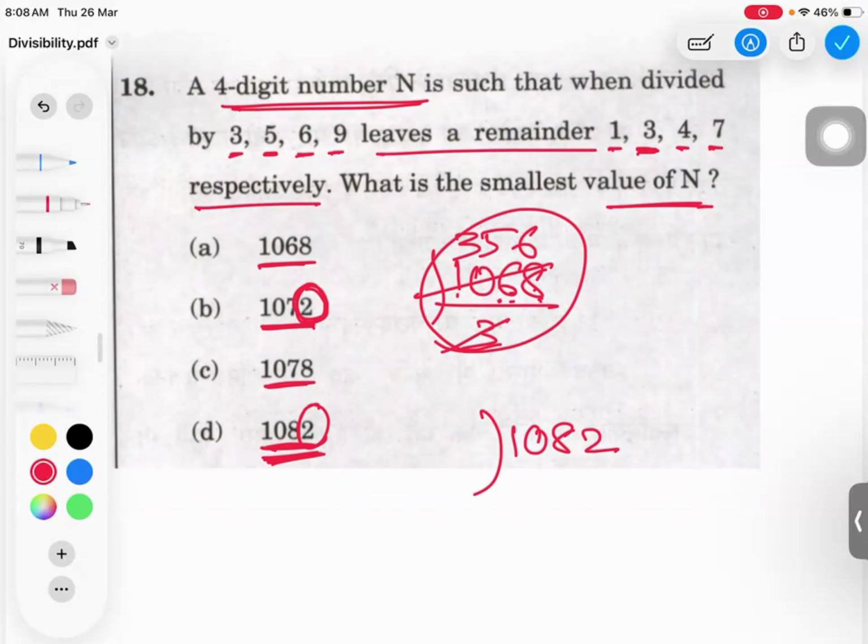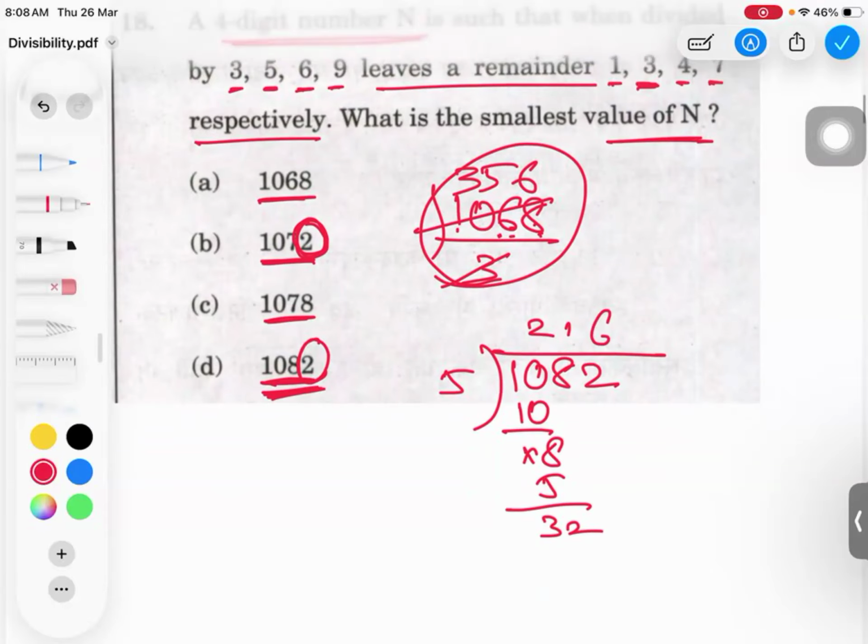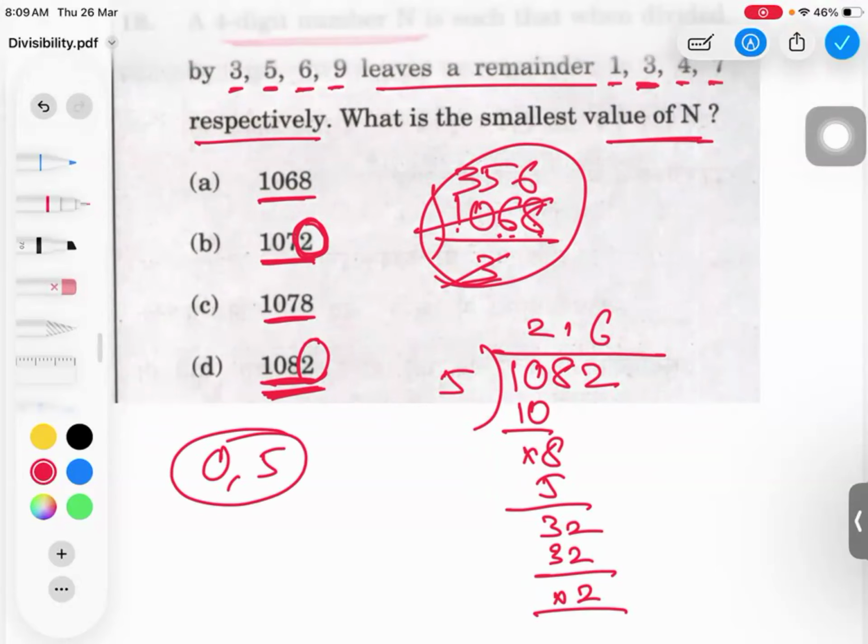1082, I'm just doing one for you. 5 2s are 10, 5 1 is 5, 32, 5 6 are 32, remainder will be 2. We know that 5 will always divide 0 and 5. When 2 is here, you can always see the remainder will be 2. But when 8 is here, it will divide with 5, so the remainder will always be 3 here.